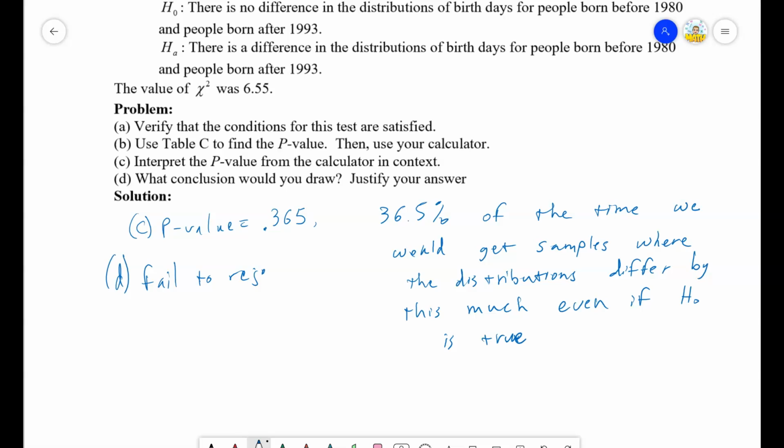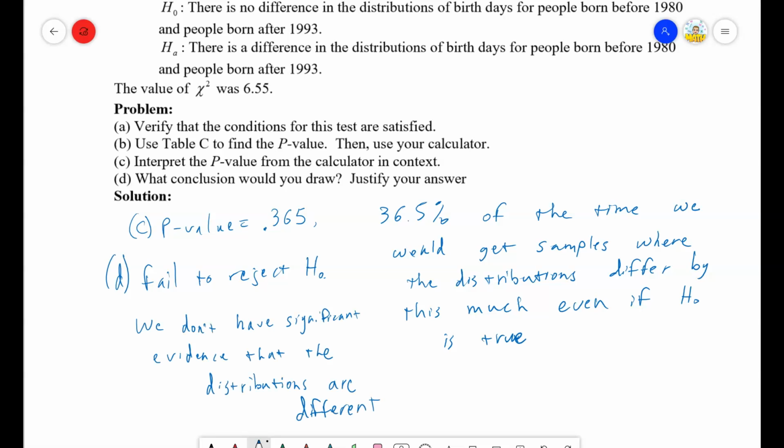Even though we had that big difference on Thursday, it wasn't enough to be significant, okay? So that means we don't have significant evidence that the distributions are different. Now, if we wanted to just focus in on Thursday and see if there's a significant difference in proportion of births on Thursday after 1993 as compared to before 1980, we would do that separately. But that's not what their question was. There, in general, overall, has a distribution of days of the week that children are born changed because of the advent of more common C-sections, and we don't have significant evidence to believe in that.